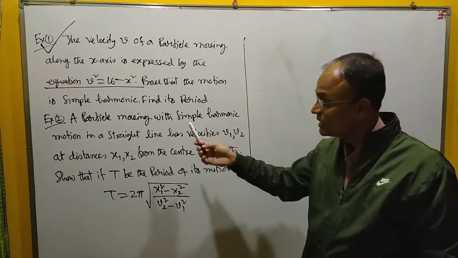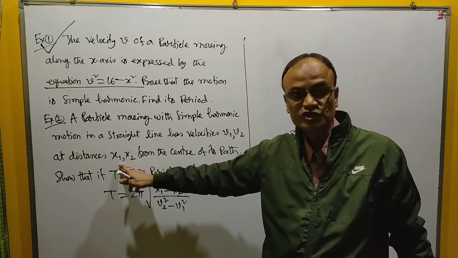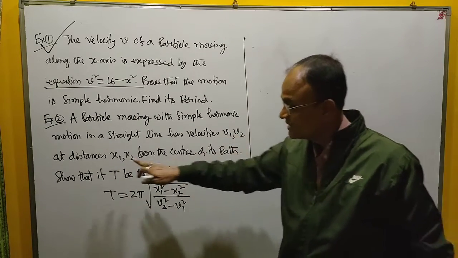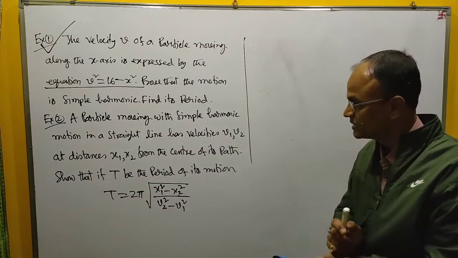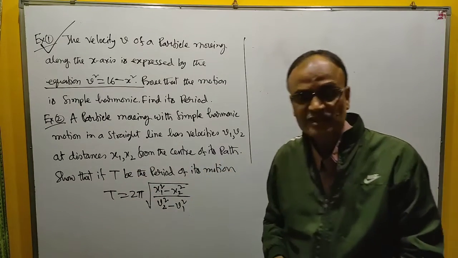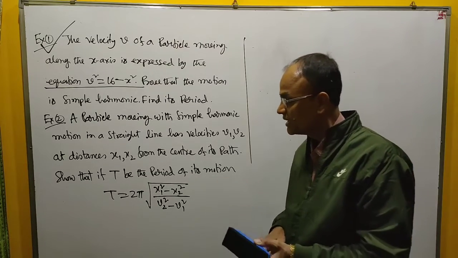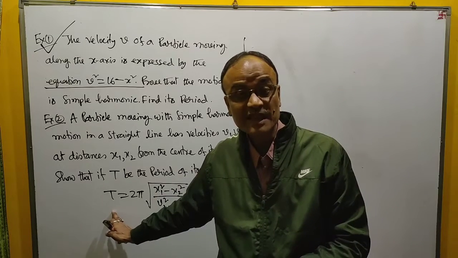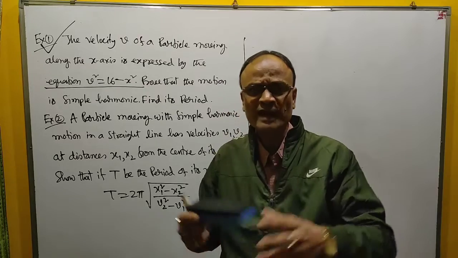You see, velocities at two positions are given, v1 and v2, when it is at the distance x1 and x2 from the center of force. From the center of the path means from the center of force. And you have to find the time period. What is the expression of time period? T equal to twice pi by root mu. You have to find the value of mu.